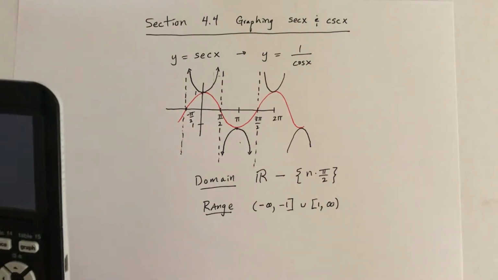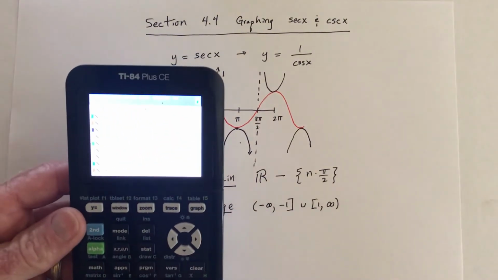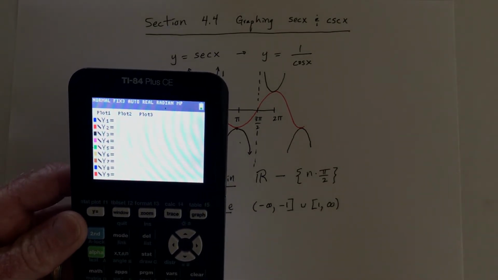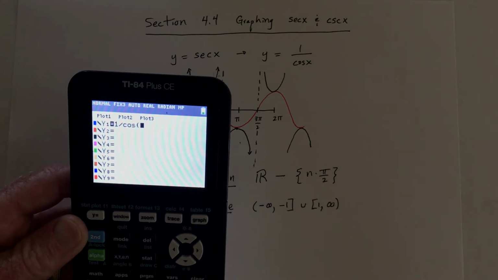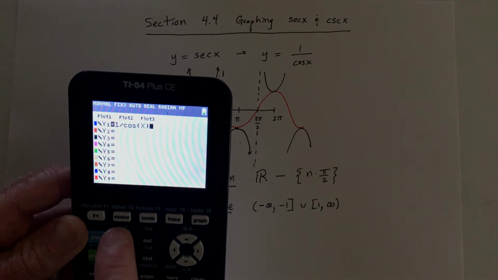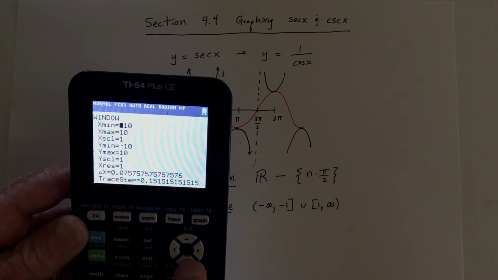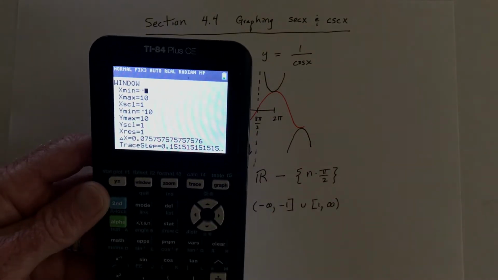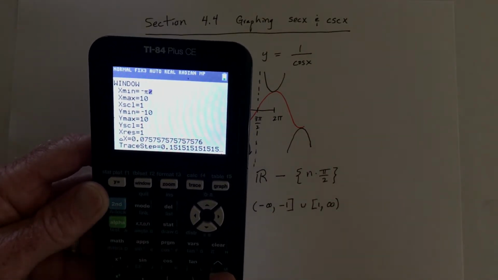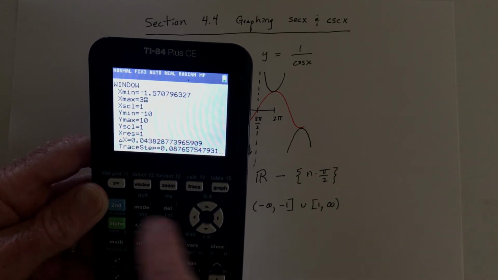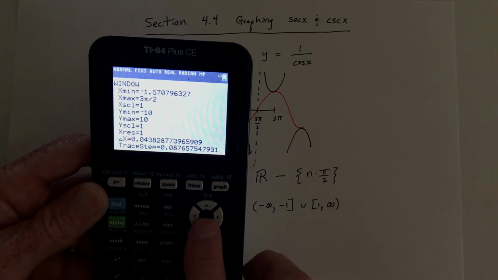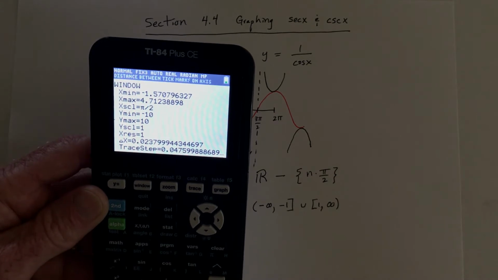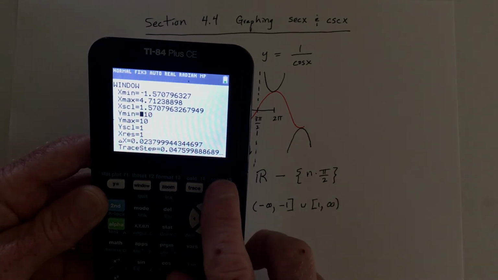Okay, so now I want to try that with the graphing calculator. Let me adjust the screen a little bit so you can see that better. So for secant, my calculator doesn't have that, so I have to put 1 divided by cosine. And then for the window, I'll have it go from negative pi over 2 to positive 3 pi over 2. And for the x scale, I'm going to use multiples of pi divided by 2. And the y value is negative 10 to 10, that should be fine.